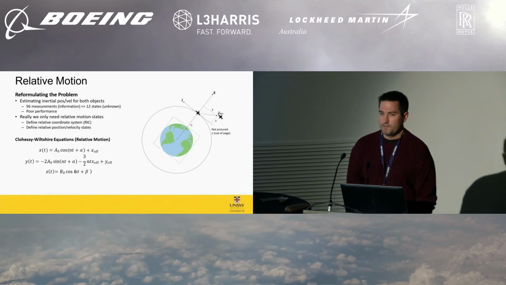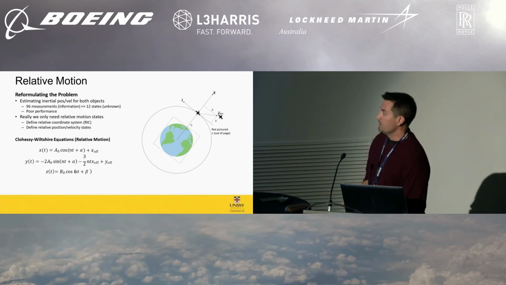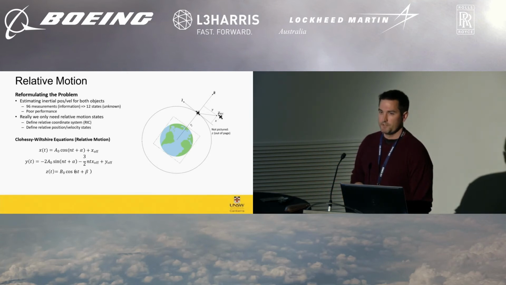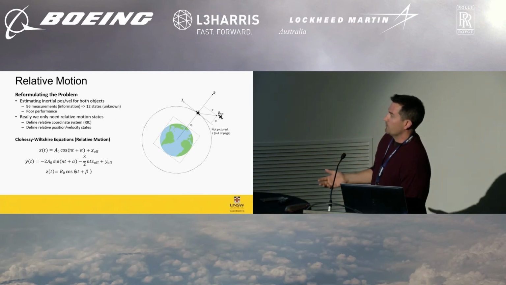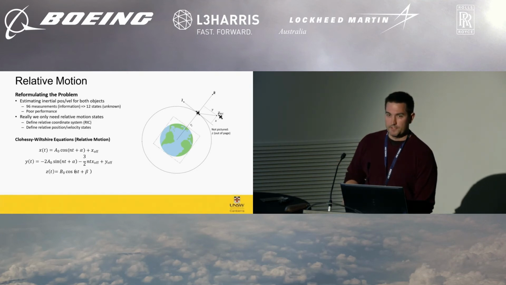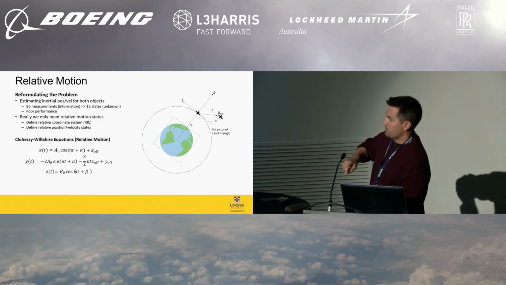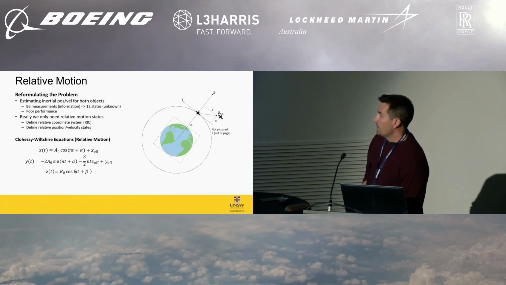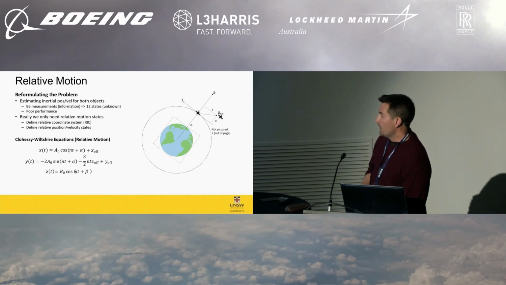But we don't actually need the full inertial position and velocity in order to solve this. What we're really interested in is the relative motion. So we could reset this problem and reformulate it using relative positions and relative velocities between the objects. The first thing that we need to do is define a coordinate system that's going to work with this. We can define this relative coordinate system called RIC, for radial, in-track, and cross-track. The radial direction is going to be our x direction. That's just pointing from the center of the Earth straight through the object. The y direction is in-track, so that's pointing along the orbit in the direction of our velocity. And then the z direction is cross-track. So in this picture, that would be out of the page.